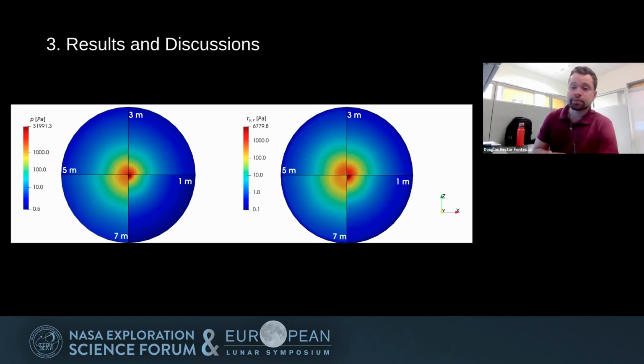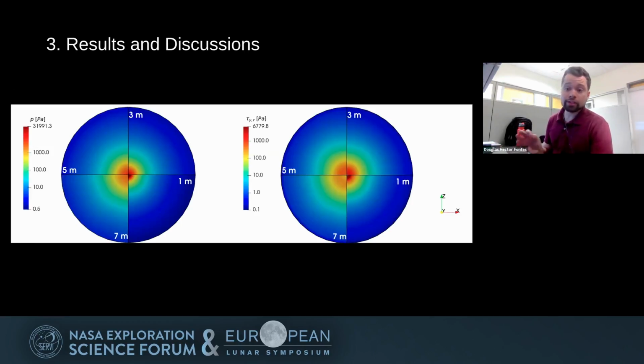Pressure and shear on the bottom surface are important measures to quantify possible erosion and particle lifting mechanisms. In these plots, we have top views of the bottom surface of the numerical domain, where each quadrant corresponds to a different lander altitude. The levels of shear stress and pressure vary with altitude. The lower the lander altitude, the higher the pressure and shear are.